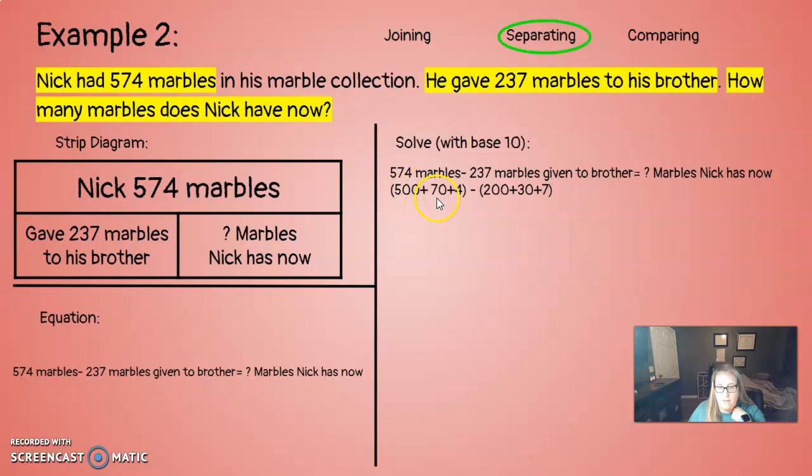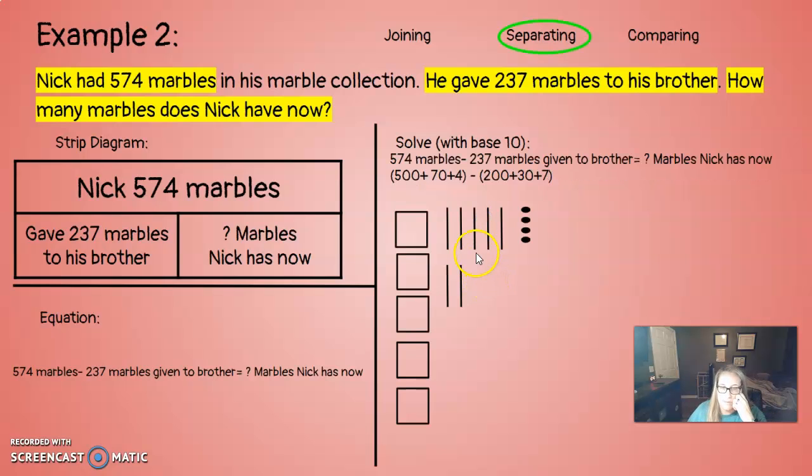So I have 500 plus 70 plus 4. Well, if I count by hundreds, 100, 200, 300, 400, 500, that means I should have 5 flats. And then I'm going to do my tens, and I'm going to count by tens until I get to 70. 10, 20, 30, 40, 50, 60, 70. So I'm going to need 7 rods and then 4 ones. 1, 2, 3, 4. So that's exactly what my picture will look like.